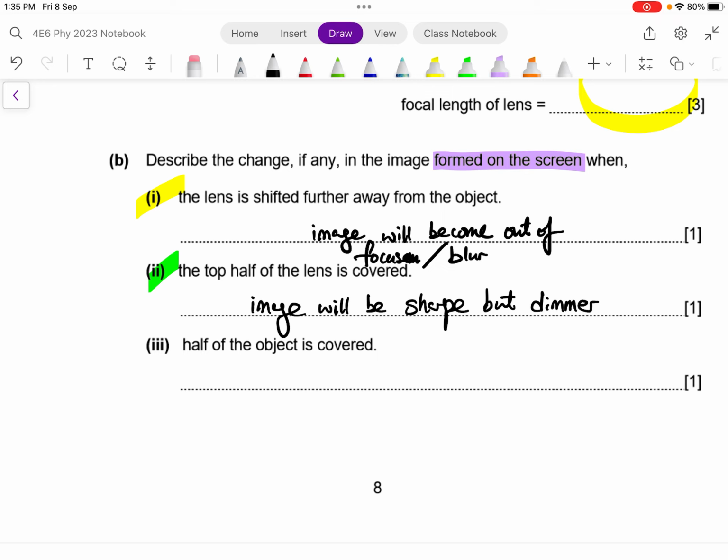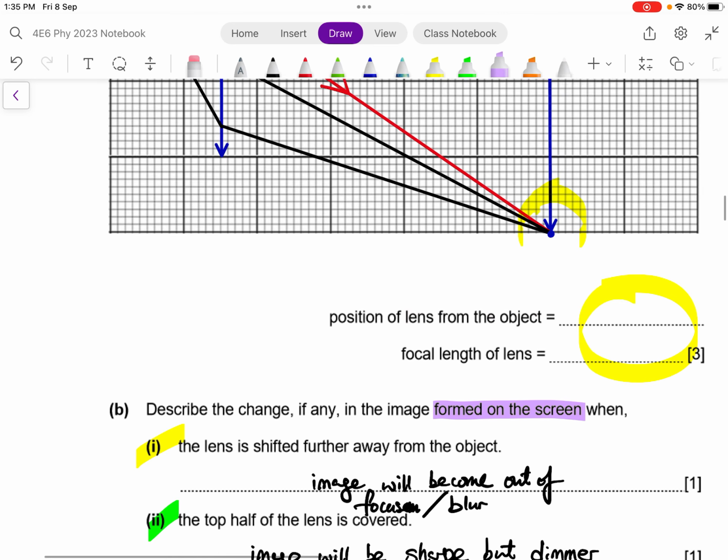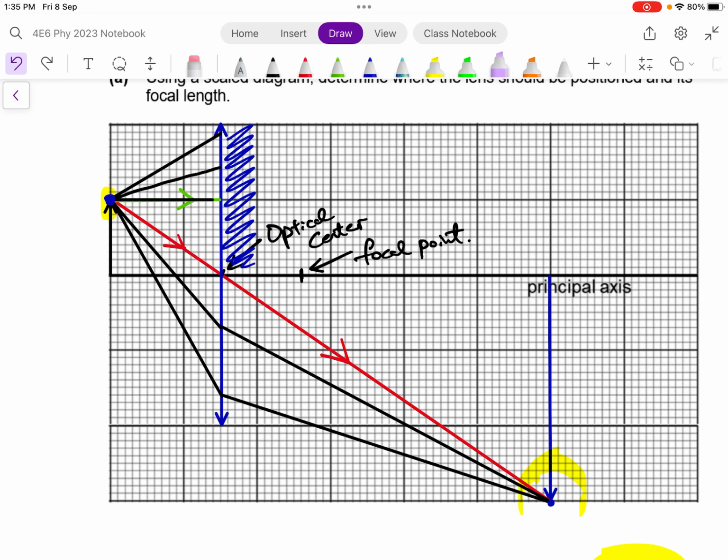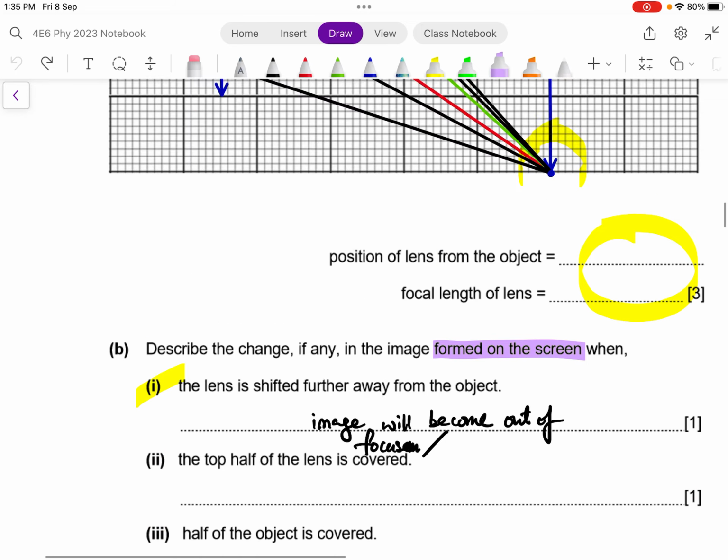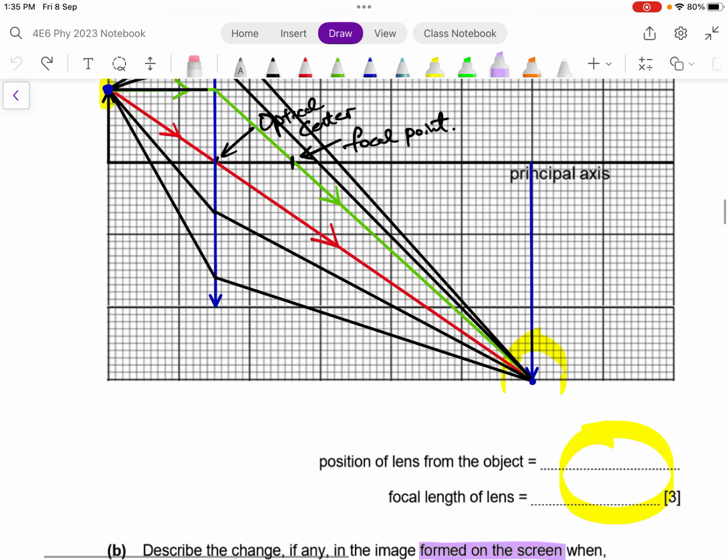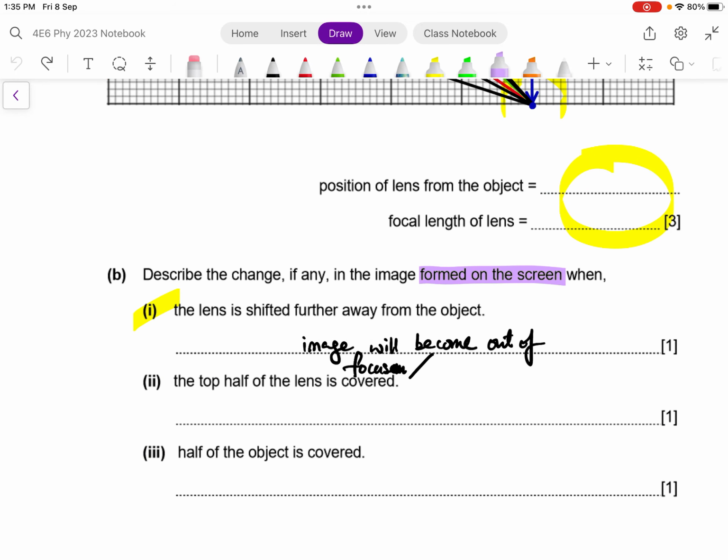Lastly, to check whether you really understand, half of the object is covered. So let's revert. Right, half of the lens is covered. So your image will be dimmer. Right, still sharp.